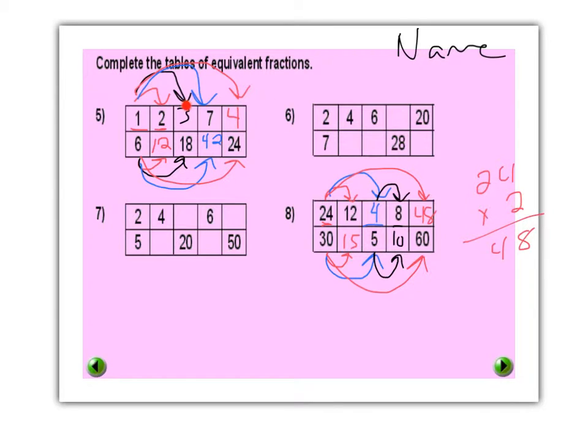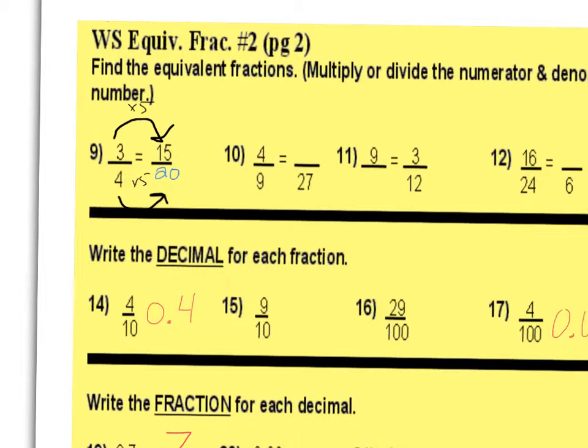We took 6 times 3 to get 18, so we did 1 times 3. Whatever you do to the bottom, you do to the top. From 1 to 7, you're going times 7 to find the missing area. 6 times 7 is 42, 7/42, and then 6 to 24 is times 4, so we did times 4 on top to get 4/24. This is the other example we did in class. Bottom half of the page, we talked about 3/4 is equivalent to 15/20. We did times 5 to get our 20ths.